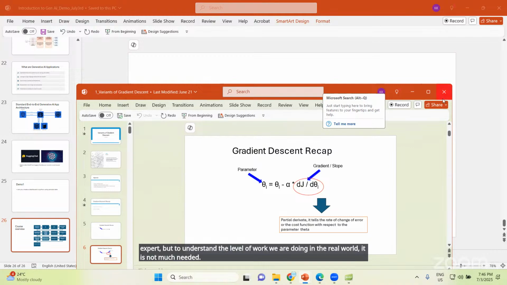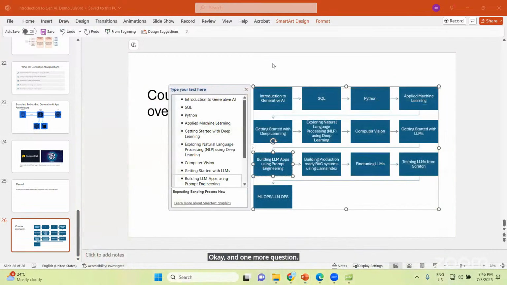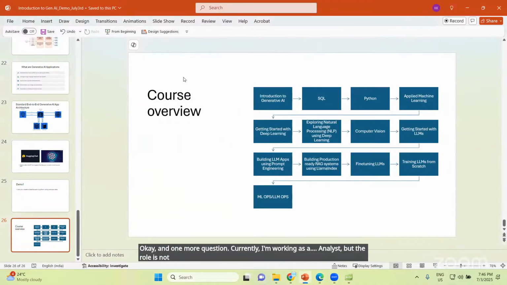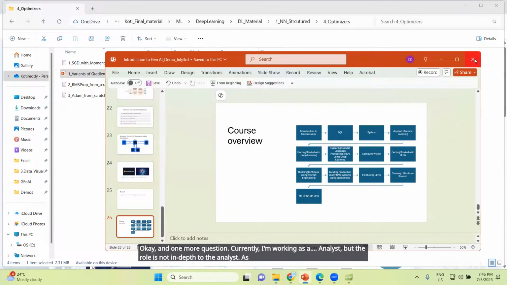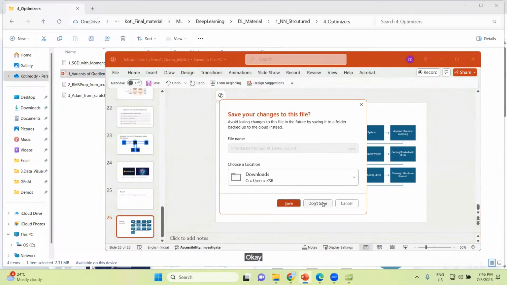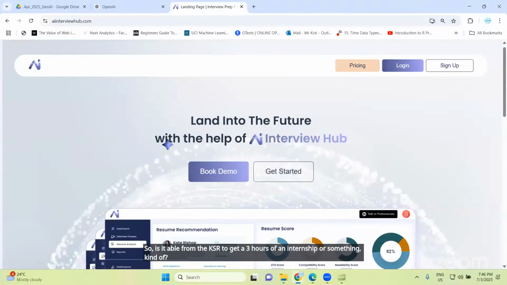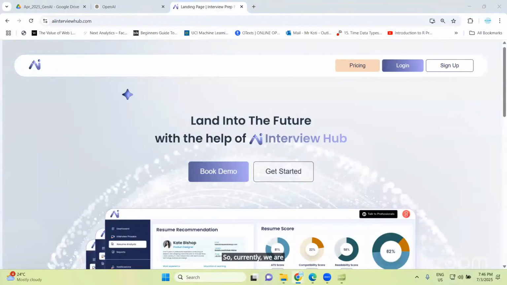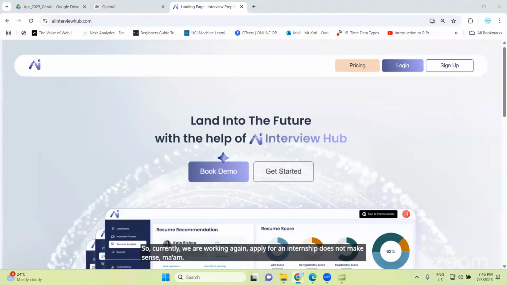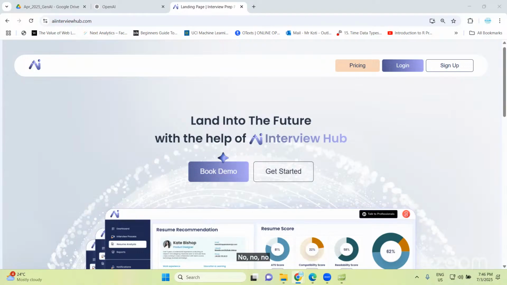Okay. And one more question. Currently, I'm working as an analyst, but the role is not in-depth as an analyst, it's about 5 hours of work. So is it possible to get a 3-hour internship or something of that kind from KSR? Currently I am working, so applying for an internship does not make sense, madam. For the rest of the three hours, if I go for interviews, they will ask for 8 hours compulsory. So are you working currently or not working?